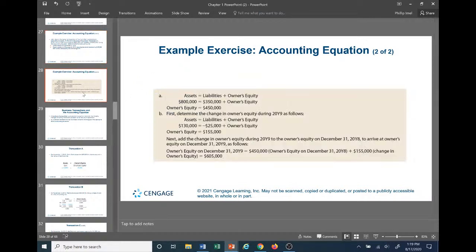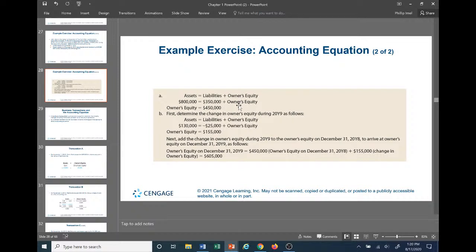Let's take a look at the next slide here for part A. Here's the equation: assets equals liabilities plus owner's equity, right? Assets was given, 800,000. Liabilities was also given at 350,000. But we also know the owner's equity. This is the unknown here, right? The great old unknown, the X. Find X. Remember this in your math classes? So this is the unknown.